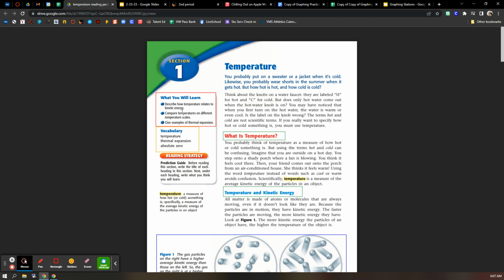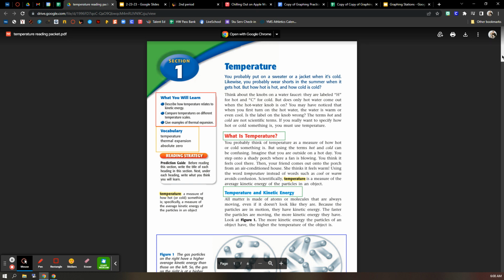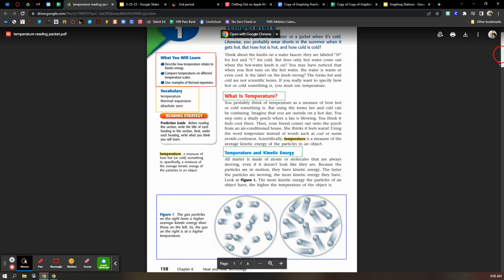All matter is made of atoms or molecules that are always moving, even if it doesn't look like they are. Because the particles are in motion, they have kinetic energy. The faster the particles are moving, the more kinetic energy they have. Look at figure 1. The more kinetic energy the particles of an object have, the higher the temperature of an object is.